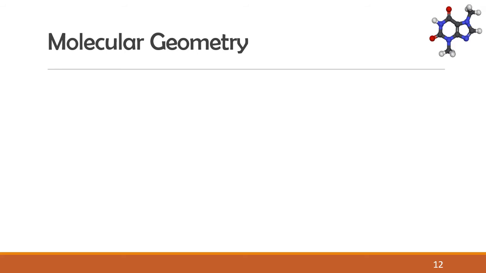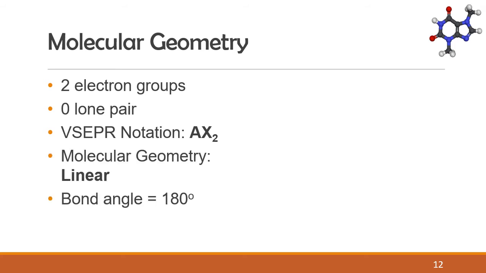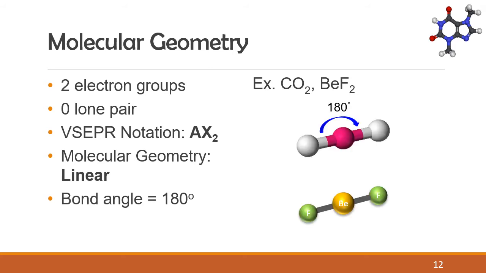Now let's go over the different molecular shapes predicted using the VSEPR theory. The simplest shape is one with only two electron groups around the central atom, and both of them are bonding pairs. The VSEPR notation is AX2. A linear shape results when the bond angle between the terminal atoms is 180 degrees. Examples of linear molecules are carbon dioxide and beryllium difluoride.